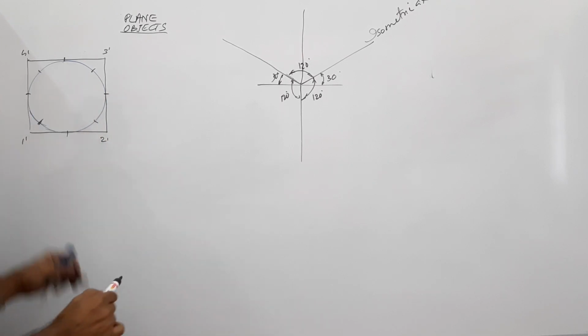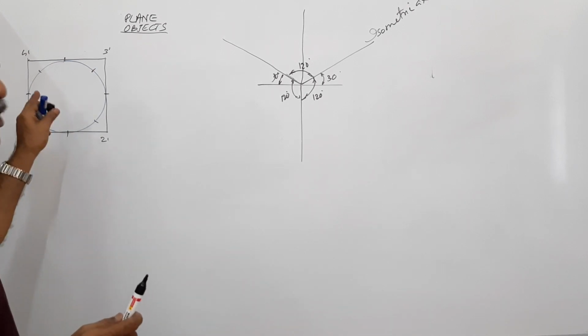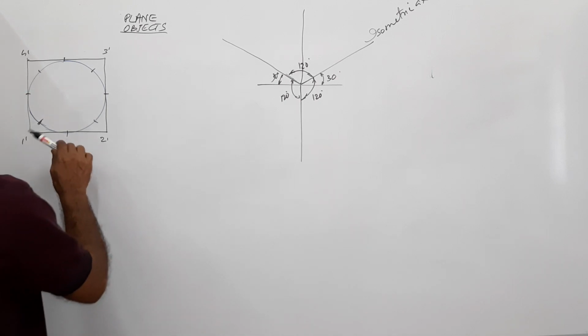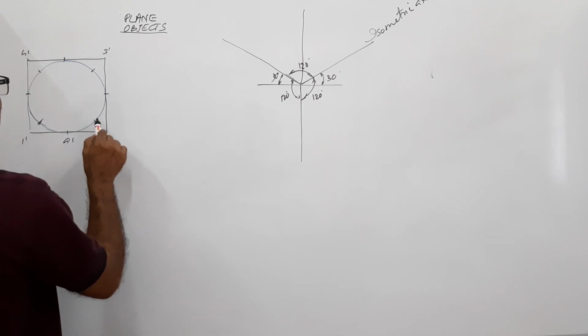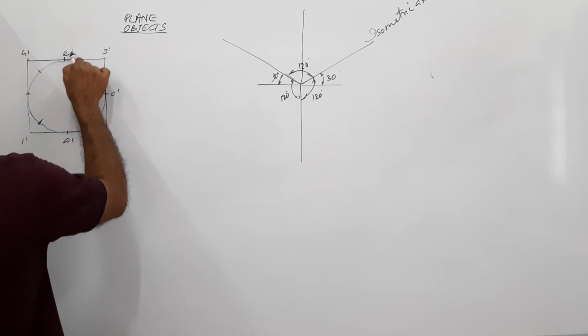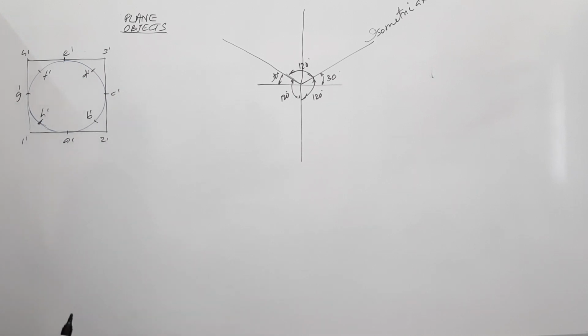4 points lie on the sides, at the centers of the sides of the square, where the circle touches. The other 4 points lie on the diagonals, found with the scale. Now you mark them. What is this? This is A dash, B dash, C dash, D dash, E dash, F dash, G dash, H dash. I hope you understand.